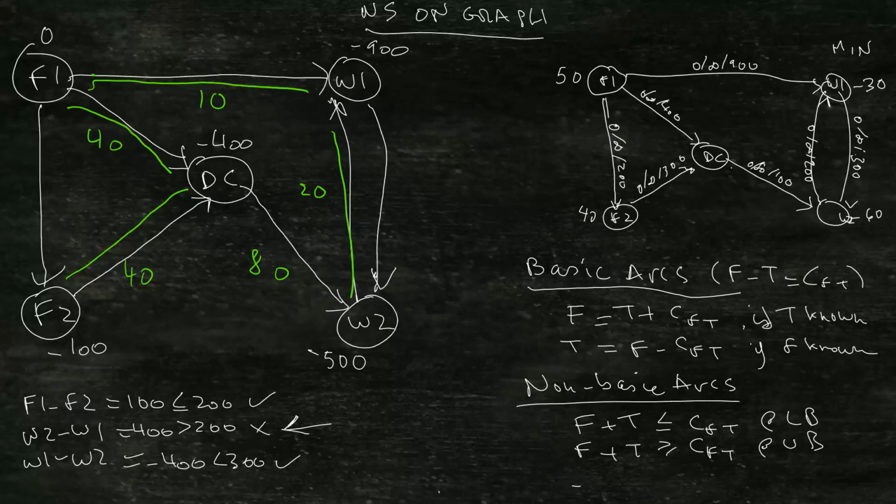well, let's not erase anything here yet. So you might be tempted to erase all the prices at the nodes, the dual prices, but that's not necessary, because it only changes if there's a change. The change is that DC to W2 is now no longer green. It's no longer basic. Which, let's check. F1 is still 0. There's nothing changed. So W1 stays at minus 900, and DC stays at minus 400, and F2 stays at minus 100. But W2 can no longer be calculated based on DC to W2.